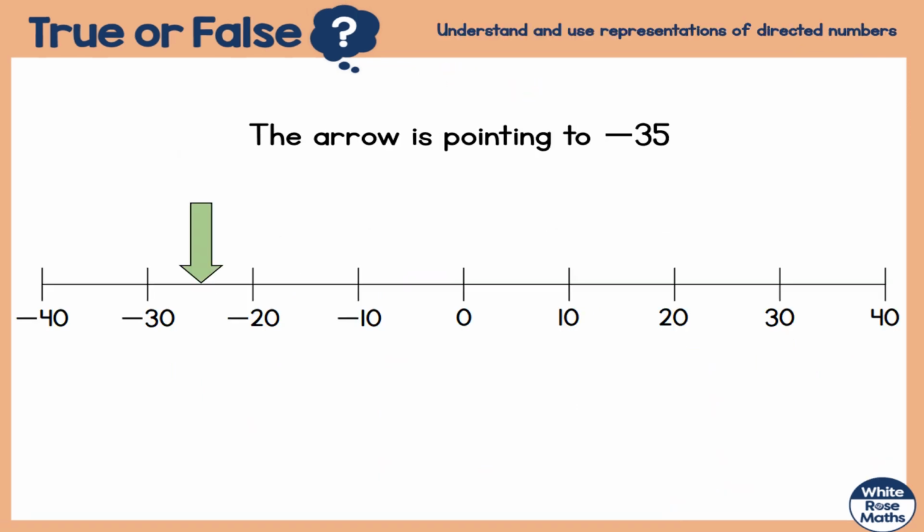Right, the next true or false, guys: understand and use representations of directed numbers. The arrow is pointed to minus 35. Well, that's actually false because minus 35 should be here and not there. So the arrow is actually pointing to negative 25 and not negative 35. So that statement or that claim is false, guys.